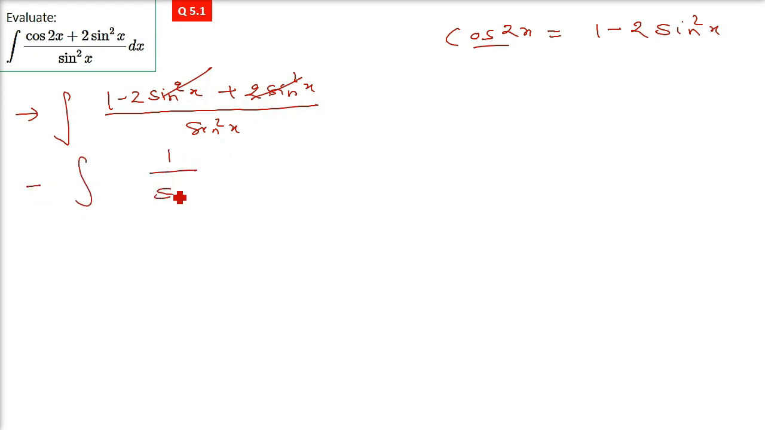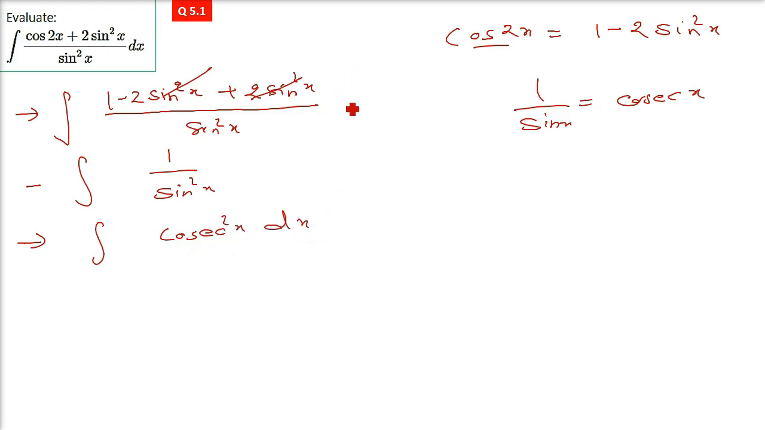1 is there, and sine square x is there in the denominator. 1 by sine x is what? Cosec x. 1 by sine square x will be what? Cosec square x. We have the integral of cosec square x. If you remember the differentiation of cot x, what was it? It was somewhat related to cosec square x only.